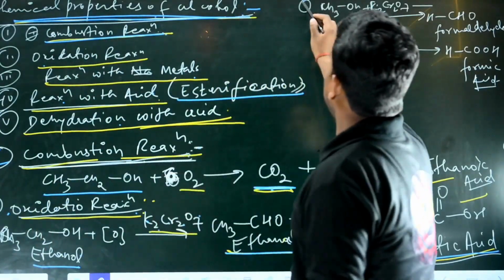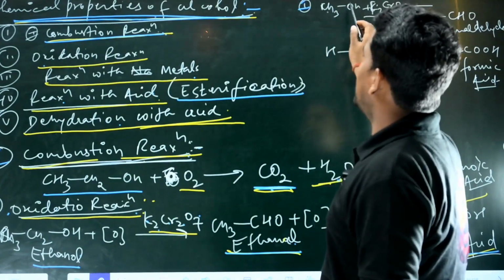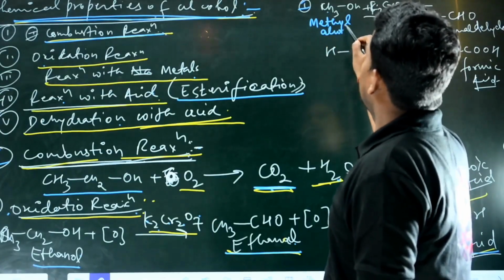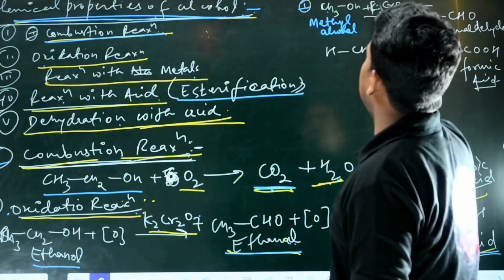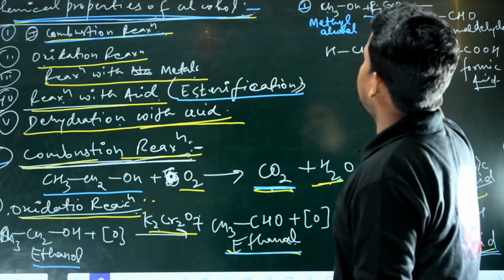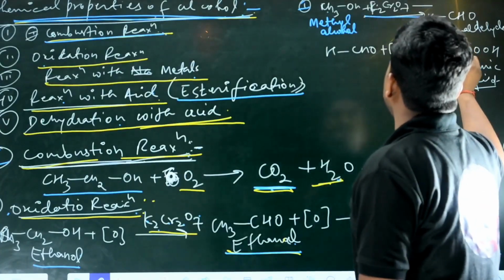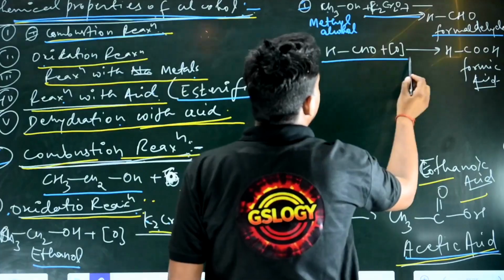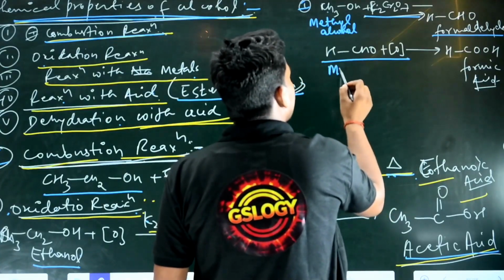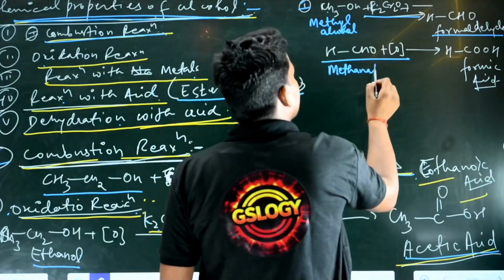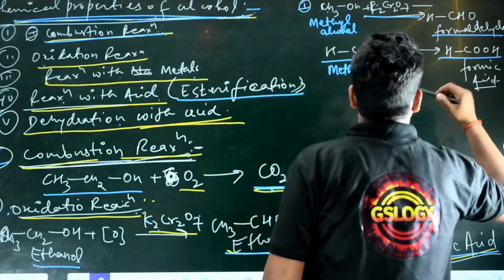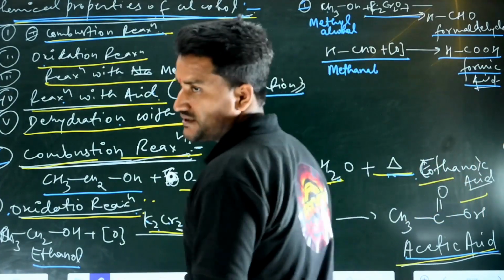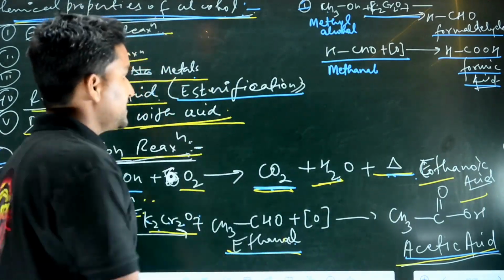Another example: methyl alcohol. On oxidation of methyl alcohol in the presence of K2Cr2O7, it first gives formaldehyde, HCHO, and on further oxidation of the methanol it gives HCOOH. It is called formic acid. Okay, formic acid.